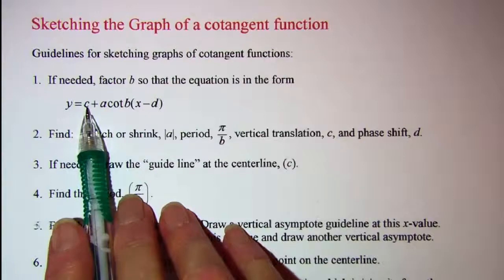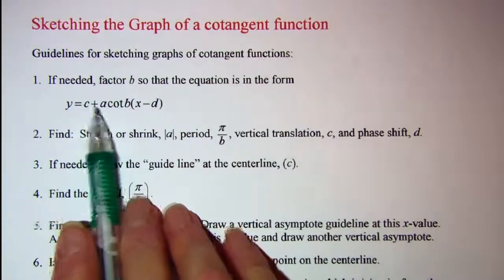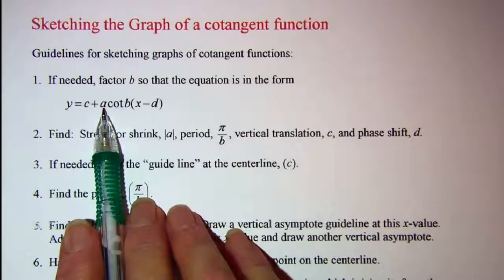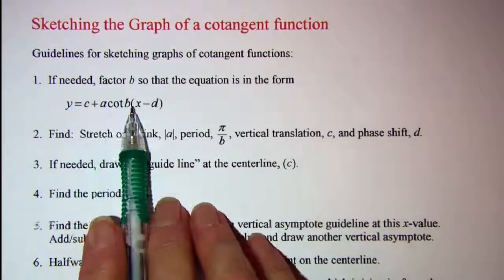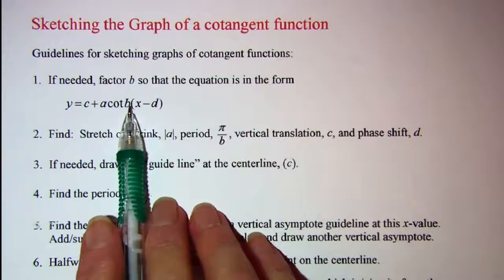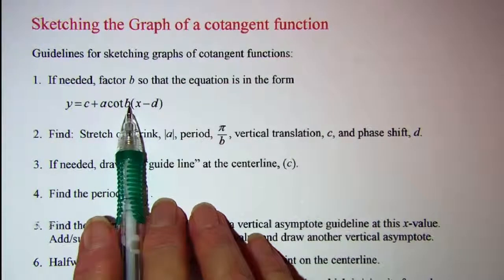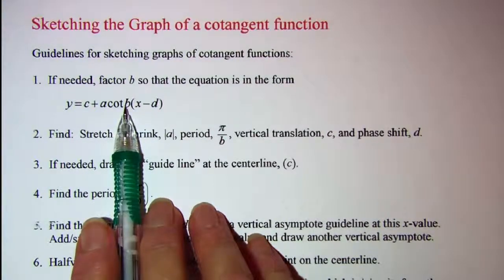The C value is our vertical shift up and down. The A value is our shrink or stretch value. It's not an amplitude like it is for sine and cosine. We need to make sure that our B value is factored out if it needs to be. And this is used to find the period of our function.